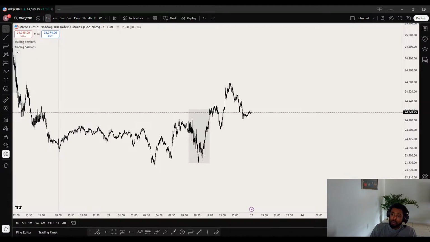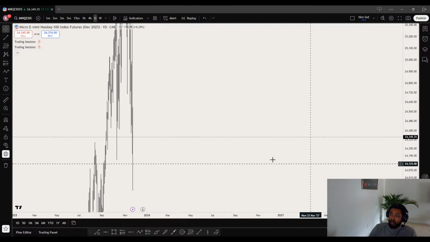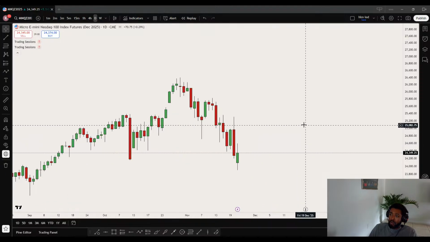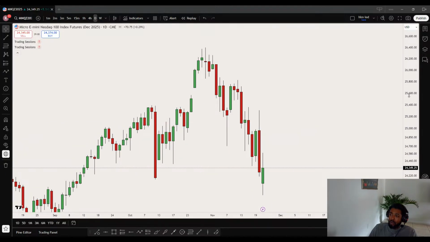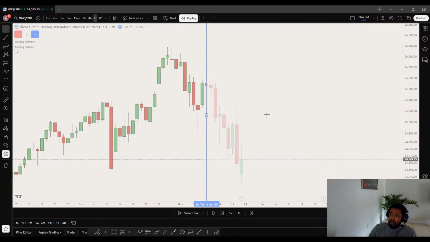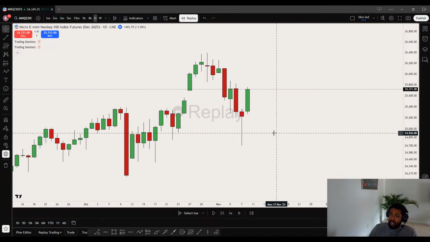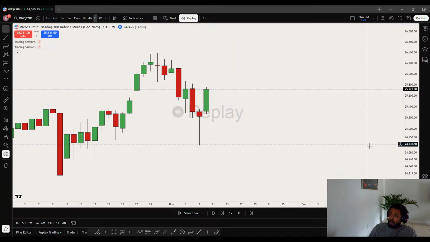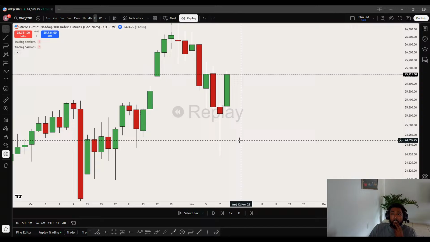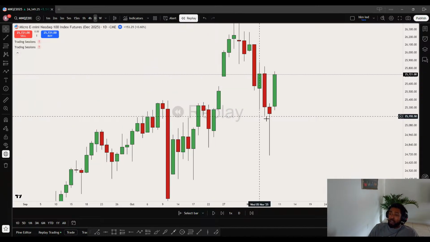Perfect example. Let's say I go on a higher time frame, because I use it a lot. I'm using market replay, and I'm going to delete right here. You see this big wick right here? I'm going to show you how I would use this wick.